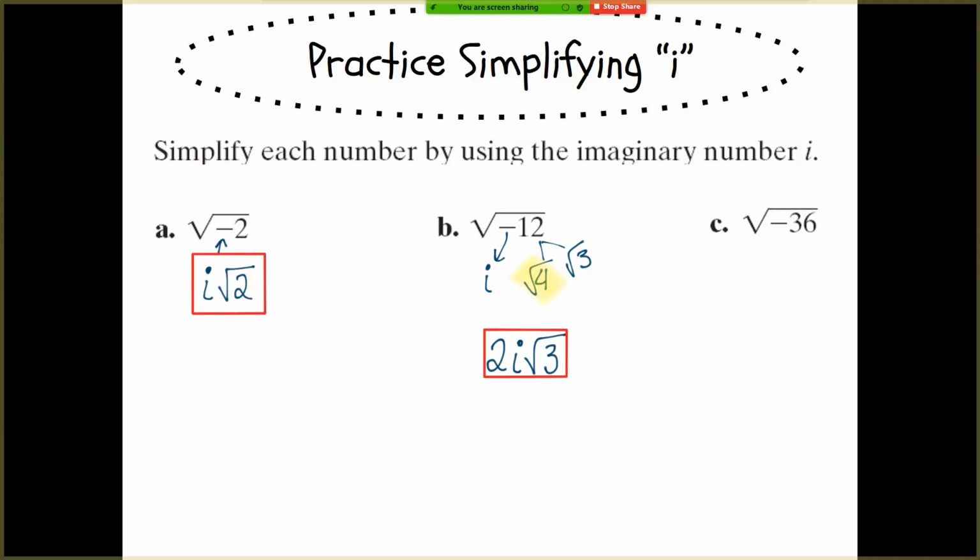And then for the last one, I know the negative is going to come out and become an i. 36 is a perfect square, so it's going to come out as a 6. Again, we always write the number first and then the i, so 6i would be my final answer. So the square root of 36 is 6. The negative comes out as an i.